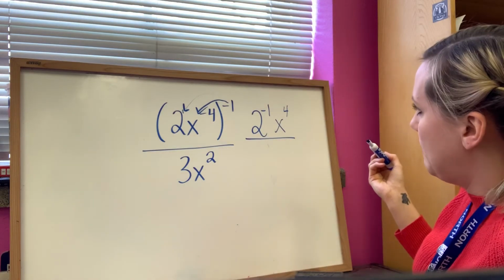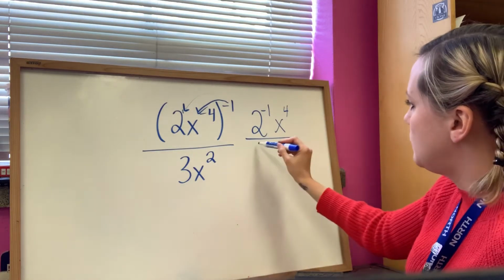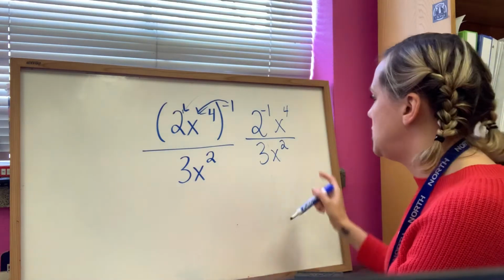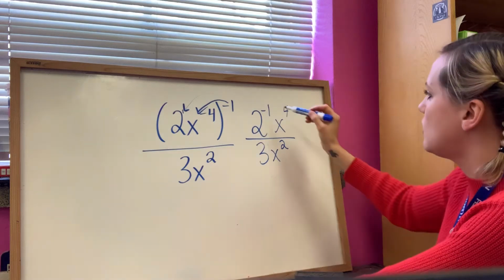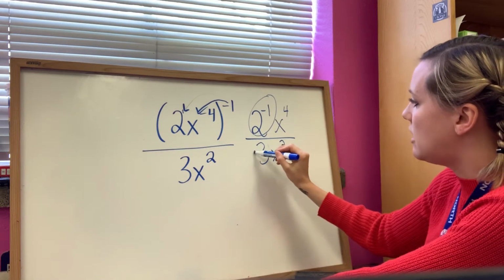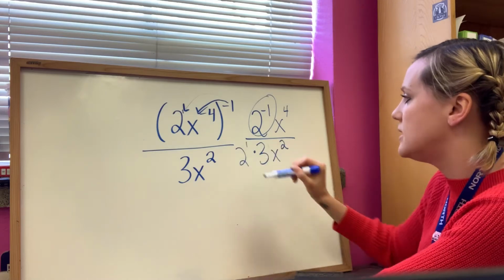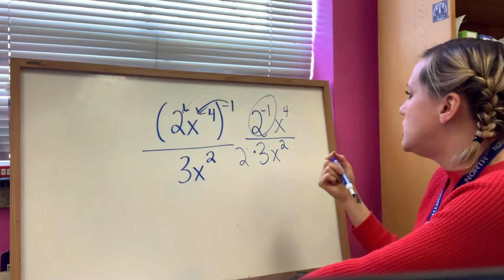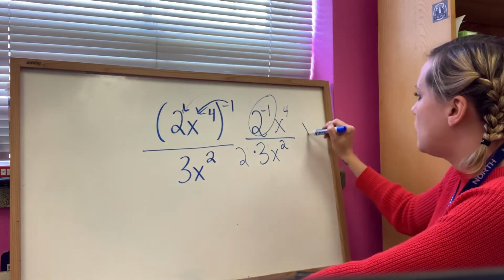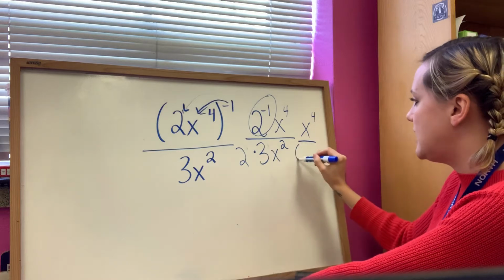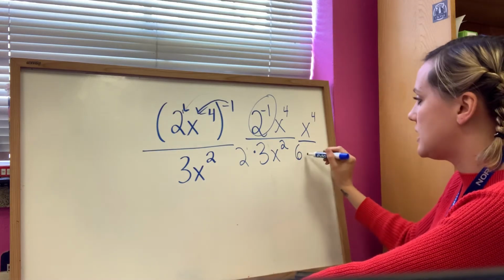And then I'm going to have this 3x squared on the bottom. Okay, so now I've got to do some rearranging. We do not want those negative exponents, so I'm going to take this 2 to the negative 1 power and move it down to the denominator, and it's going to be 2 to the positive 1 power, which is just 2. So I still have this x to the 4th power up in my numerator, and then 2 times 3 is 6, and then we still have this x squared down here.